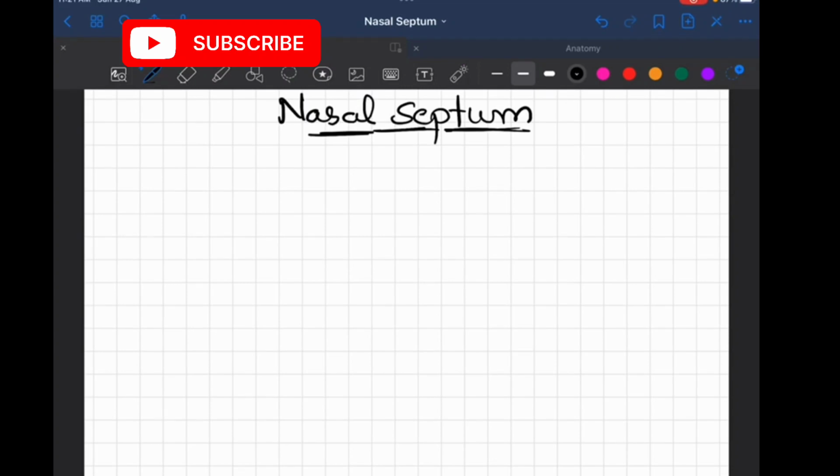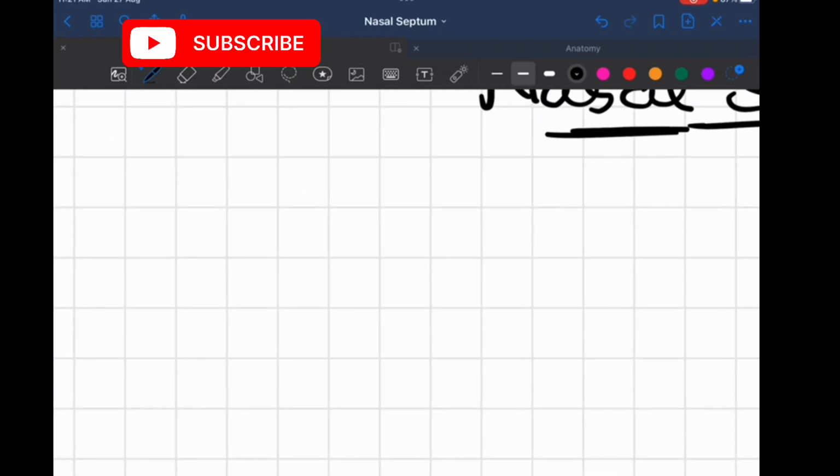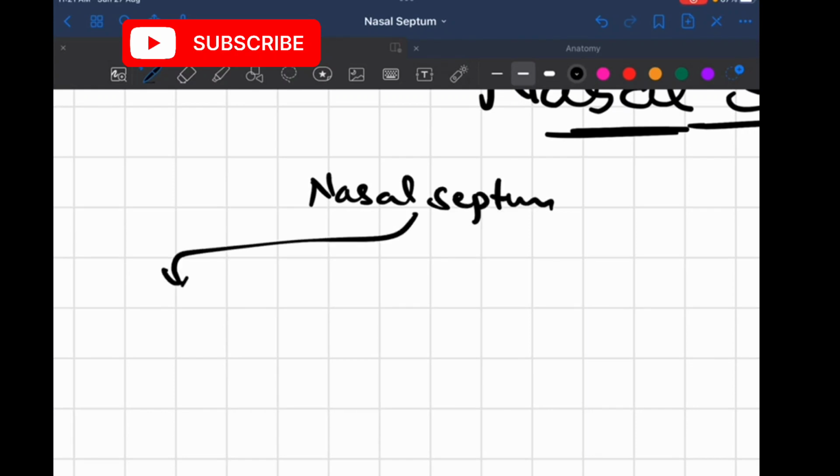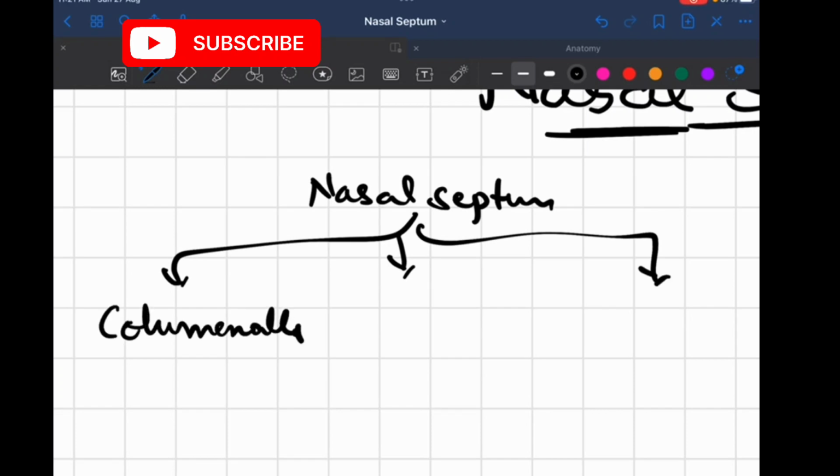Today we are going to learn about the nasal septum. The nasal septum is composed of, or divided into, three parts: columella, membranous septum and septum proper.